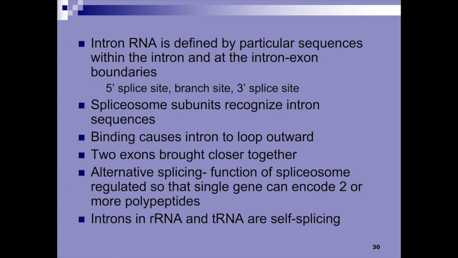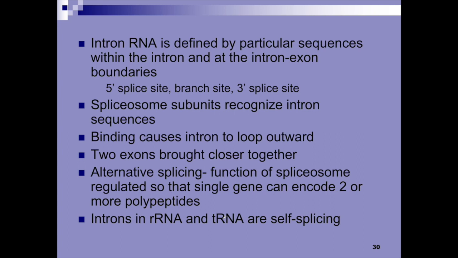So the intron RNA is defined by those sequences. And remember, right in between an intron and exon will be a splice site. And that splice site, when we talk about sites in DNA or in RNA, we're talking about very unique sequences. The spliceosome subunit proteins, those snRNPs, recognize those sequences. And so they'll attach to those sequences and then start to congregate together so that any RNA that's found between them will be pulled up in that lariat-like structure. So the spliceosome subunits recognize that. And the binding causes that loop or that lariat formation. The two exons get brought together and eventually spliced together.